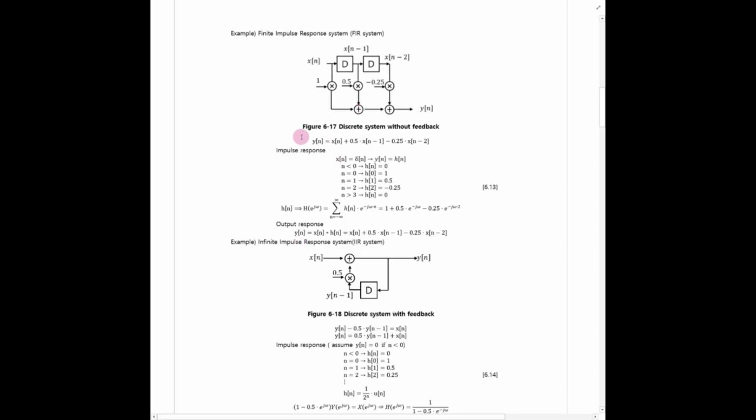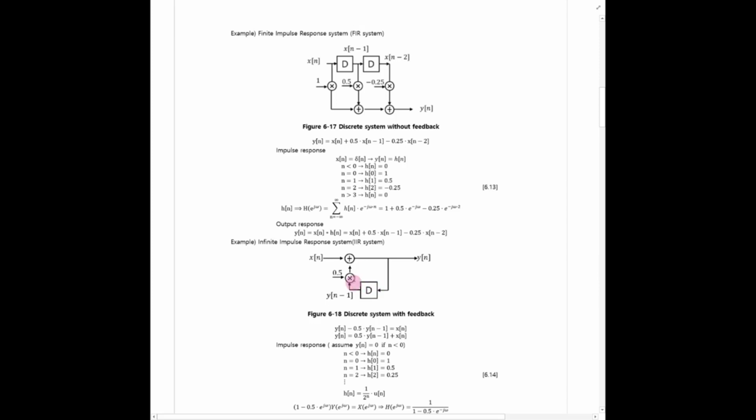The system characteristic difference between these two systems is that the FIR system doesn't have any feedback, so the output is just the weighted sum of the input sequence. But the IIR system has feedback terms. Here it shows that the output Y is tapped out here and fed back to the input side and then summed up. So this path is called feedback.